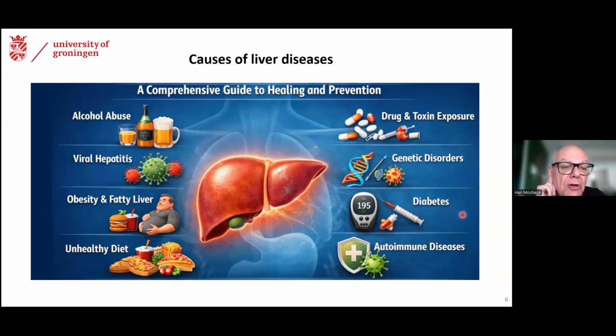A complication of obesity and an excess intake of sugars is diabetes. So diabetes, obesity and fatty liver, and an unhealthy diet are all related. The final group of liver diseases that I want to mention are autoimmune liver diseases.